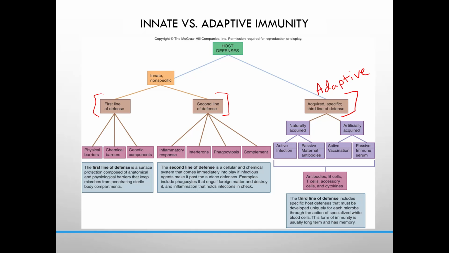So complement is a series of a bunch of different proteins that can modulate the immune system and your immune responses. I will be talking about the inflammatory response in more detail in just a little bit, but those are the basic components of the second line of defense. You also have some cells here. So we have natural killer cells.